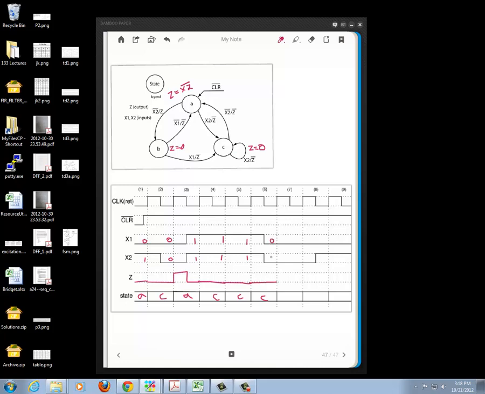Now we have the 0, 0 case. So we're going to transition back to A. In state A, Z is the opposite of X2. X2 is a 0, so Z is a 1. In state A, we have the 0, 0 condition. So X2 is 0. We're going to transition to B. In state B, Z is a 0.